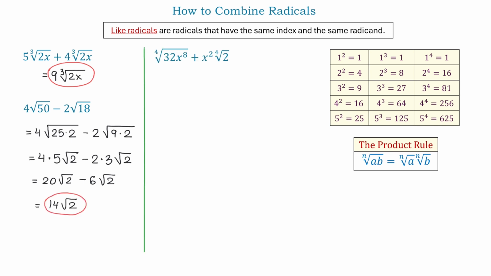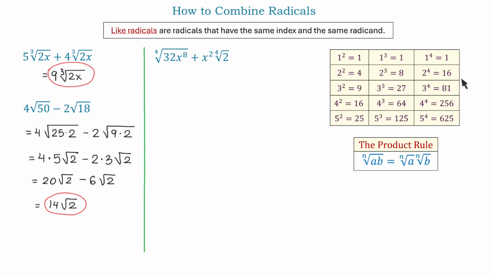The next expression that we will simplify is the fourth root of 32x to the 8th power plus x squared, the fourth root of 2. Again, it doesn't look like we have like radicals, so let's simplify first. Let's start with the fourth root of 32. If we look at the last column here, there is no number that we would raise to the fourth power and we would get 32.